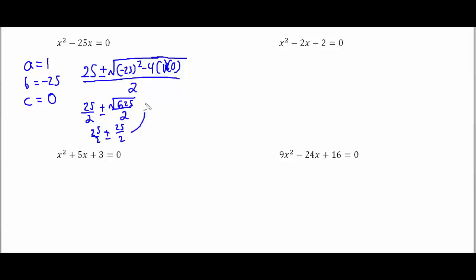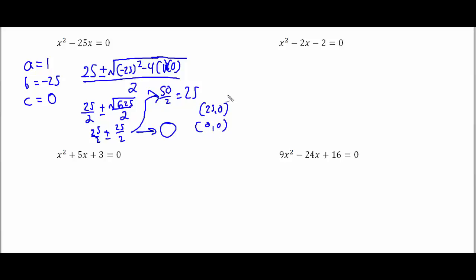And so if I add this up and just consider the plus possibility, because these are two separate answers, one is 25 halves plus 25 halves, and the other is 25 halves minus 25 halves, which is going to be 0. So I know it's going to intersect at 0 from the second piece, but the first piece, 25 halves plus 25 halves, is 50 halves, which I can simplify to 25. So my answer for this problem is that this graph will hit the x-axis at (25, 0) and at the origin.